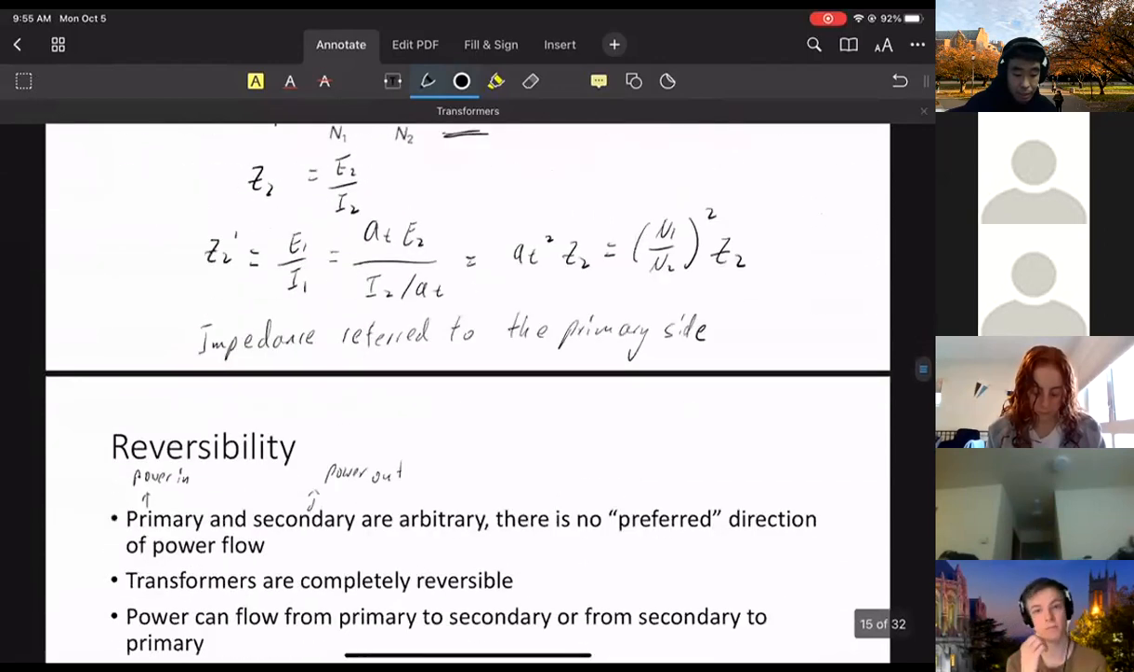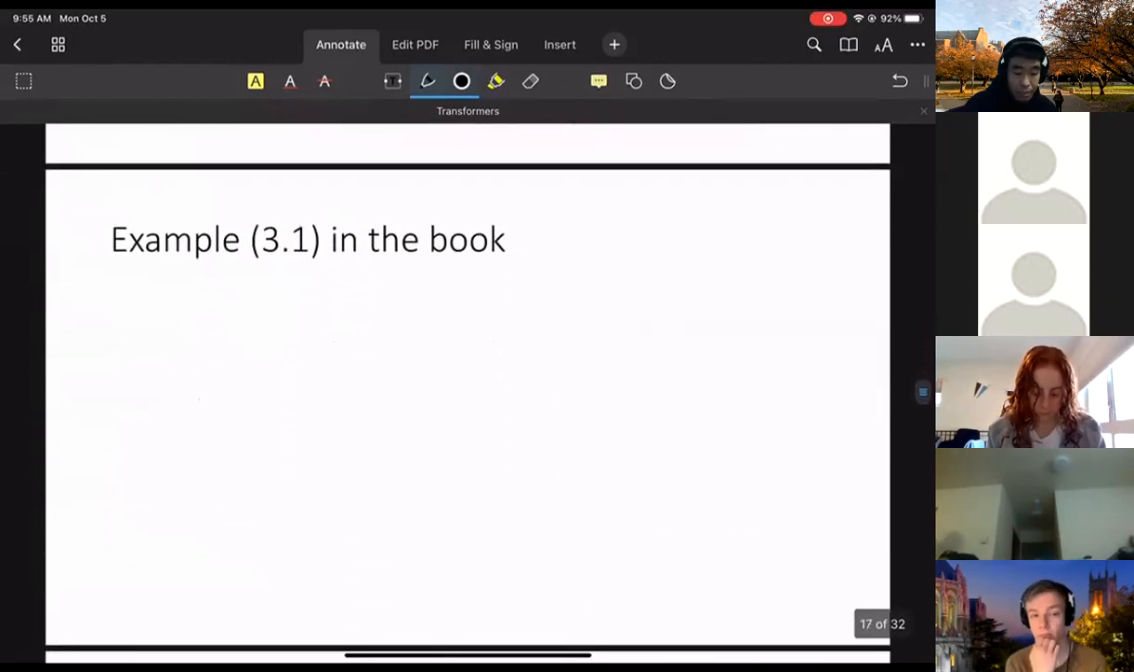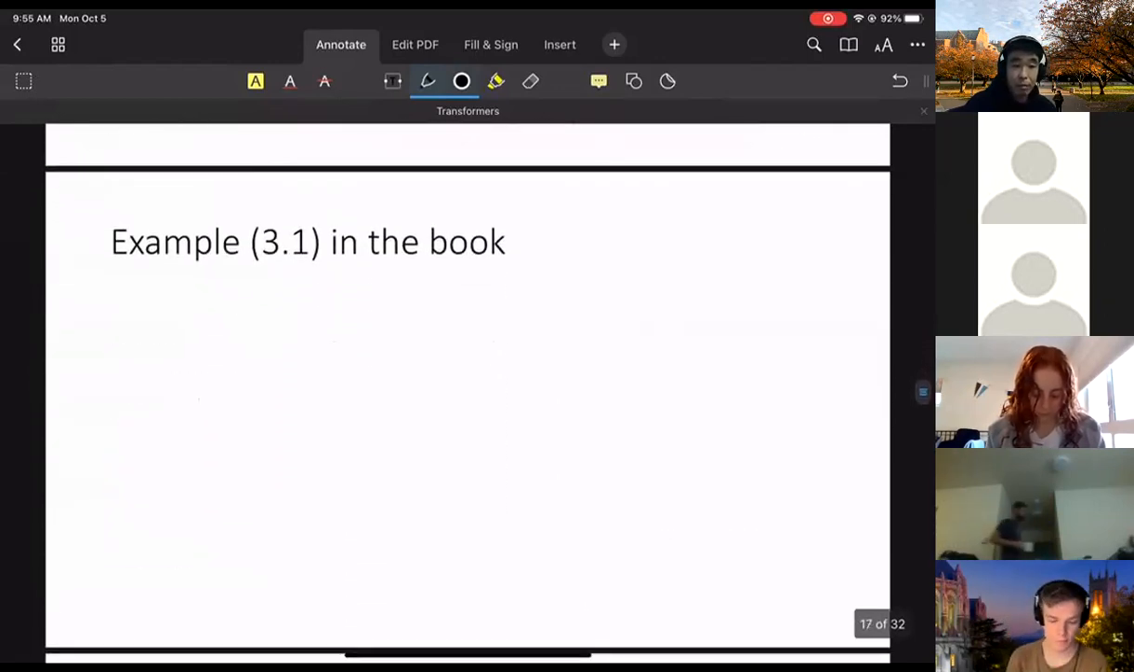Okay. So that's the transformers. Let's do one exercise. This is example 3.1 in the book. So if you have the book, you can look at it. Again, for this class, it's not necessary to have the book. You do fine on the exams and the homework if you don't have access to the book, if you cannot get one.